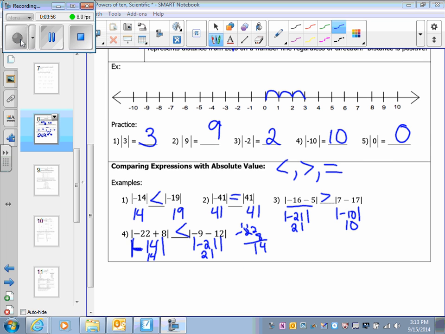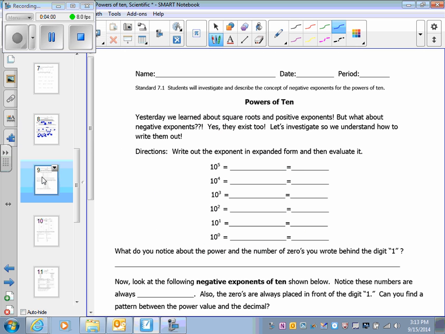Okay, so let's go ahead and move on to the next page here. Okay, so hopefully you're comfortable with absolute value. It's pretty simple. Again, it's a number's distance from 0. So the next part of the notes is powers of 10.